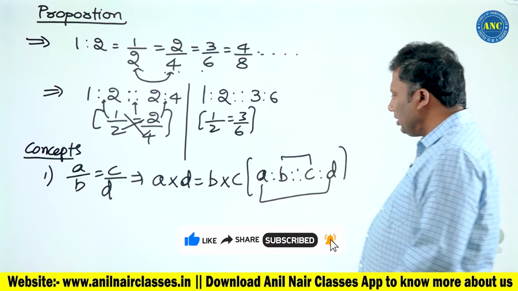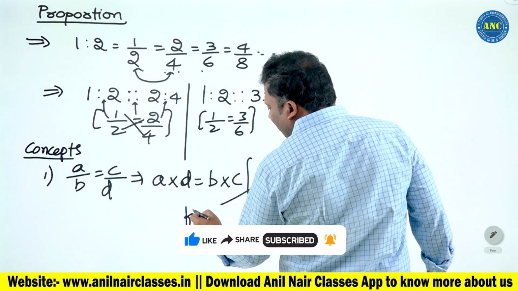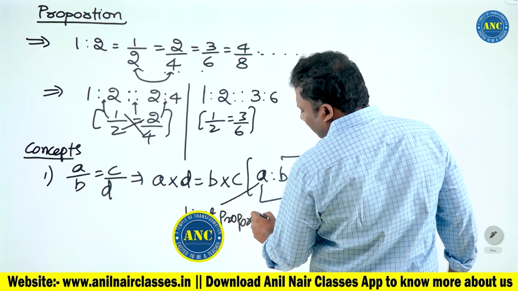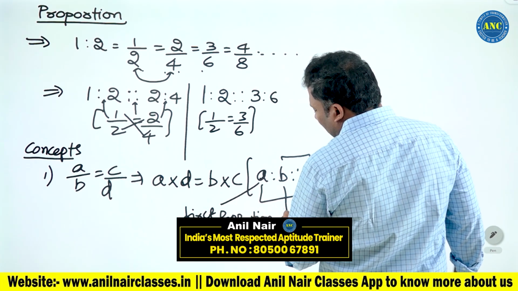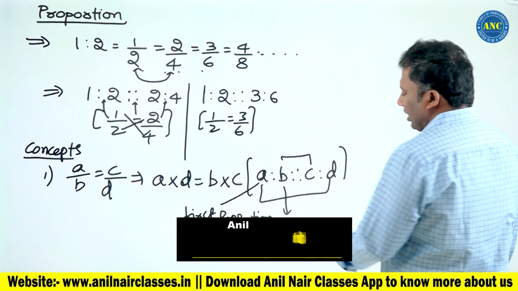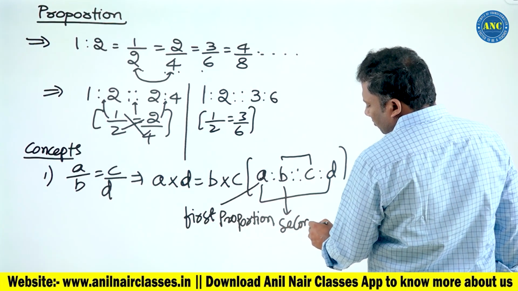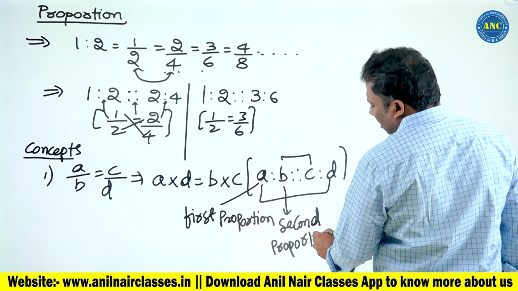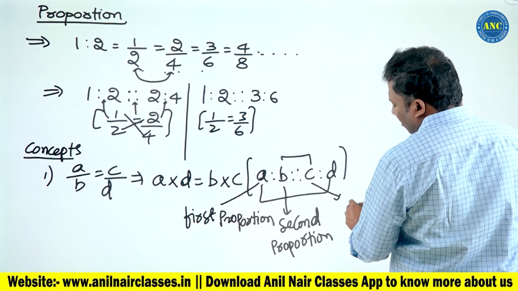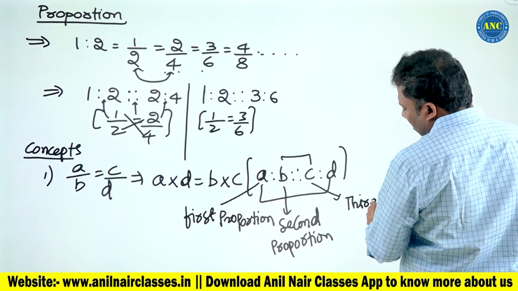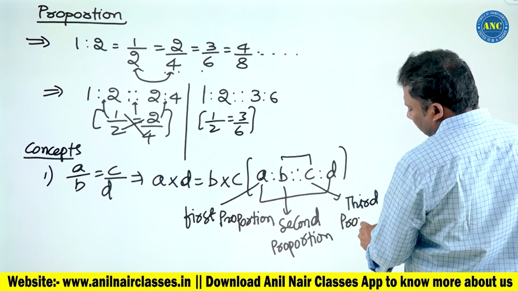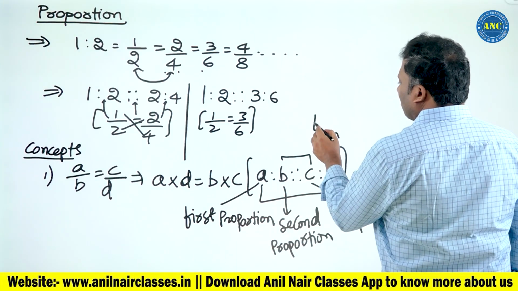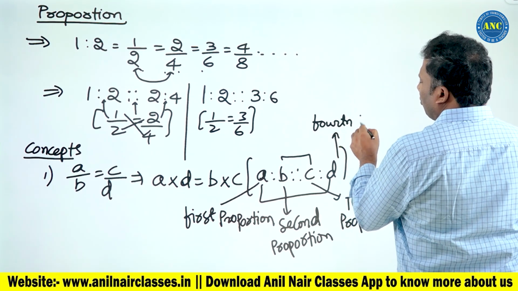Idea clear? In the proportion, A is called the first proportion, B is called the second proportion, C is called the third proportion, and D is called the fourth proportion.